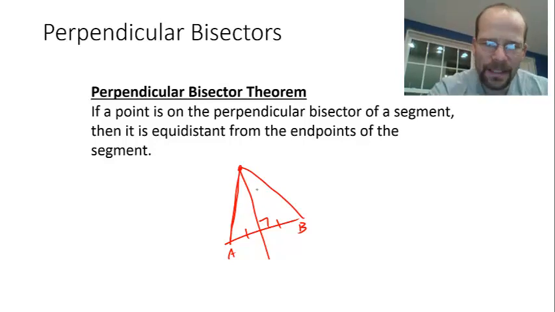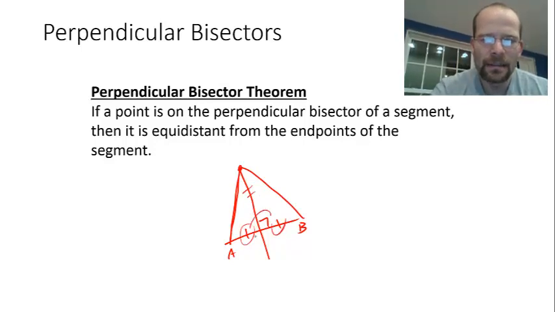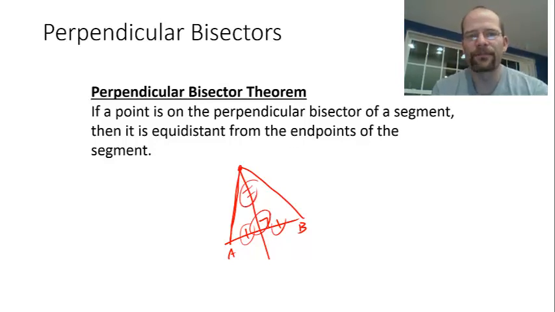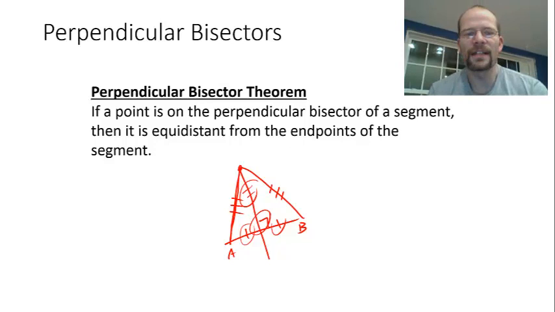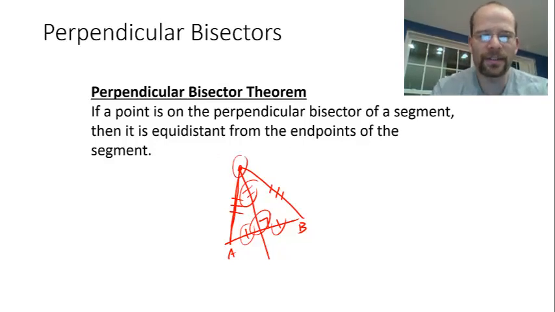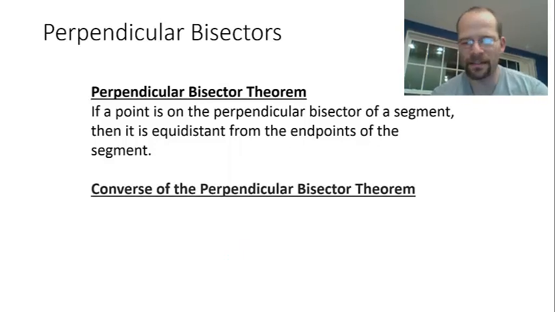And you can see by the reflexive property that this segment is congruent to itself. Therefore, by side, angle, side, we have two congruent triangles. CPCTC tells us that these sides must be equal as well. That is, congruent. And so we find that whatever this point is, wherever it is, it must be equidistant from points A and B.